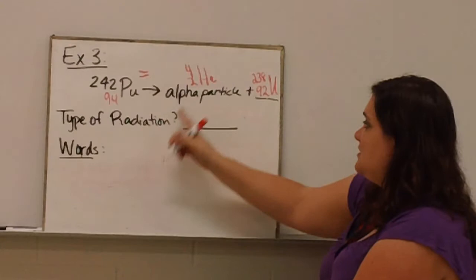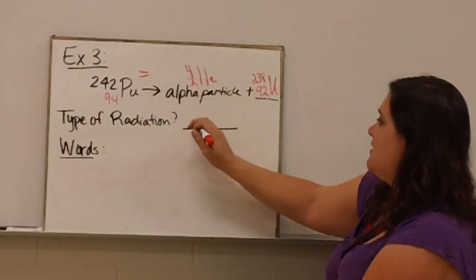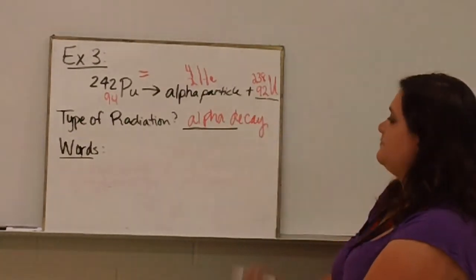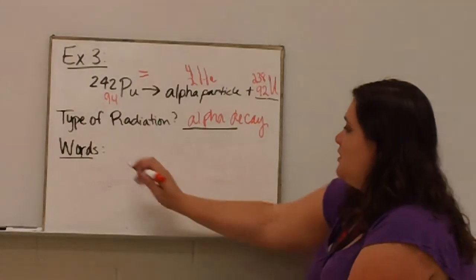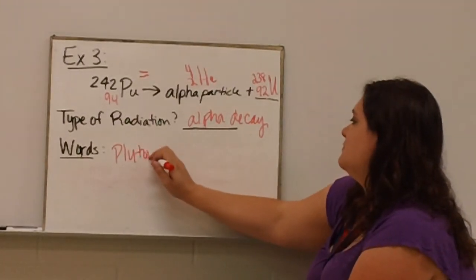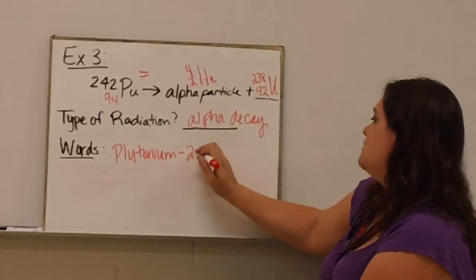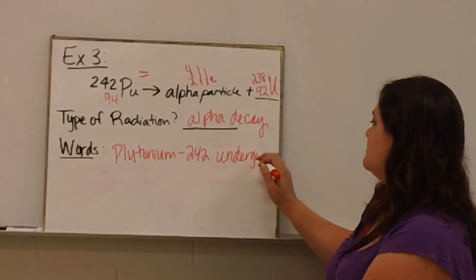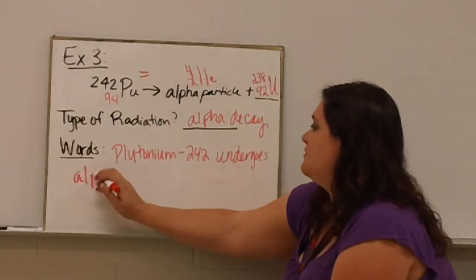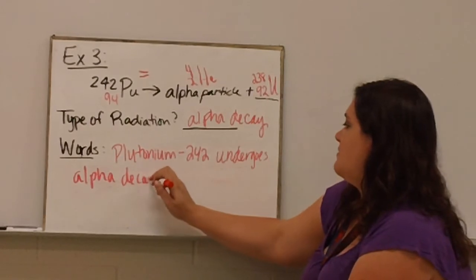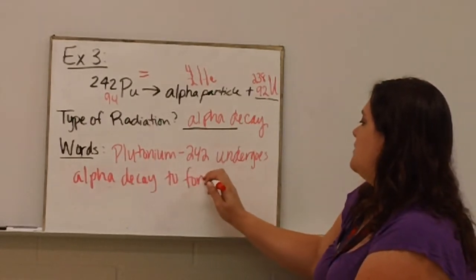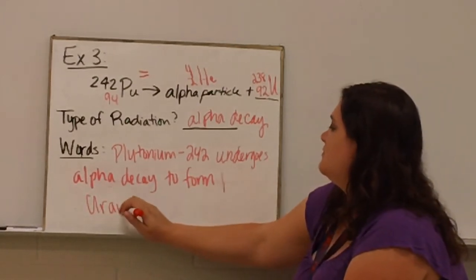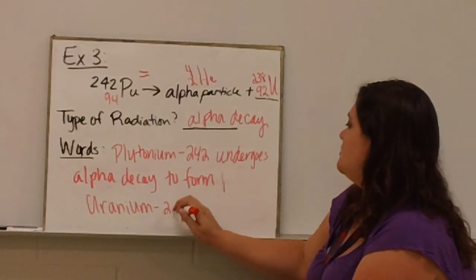What type of radiation is this? Well, it's an alpha particle on the product side, and so that would be an alpha decay. If we write this into words, we would say plutonium 242 undergoes alpha decay to form uranium 238.